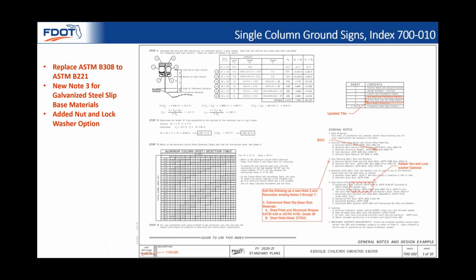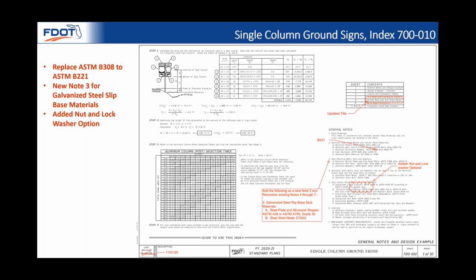I did have one global update throughout the standard plans as an administrative change. ASTM withdrew B308-10, so we had to change it to ASTM B221. I did not show all the indexes with this minor update, but decided to highlight it here as we changed the note 2C reference from ASTM B308 to ASTM B221.